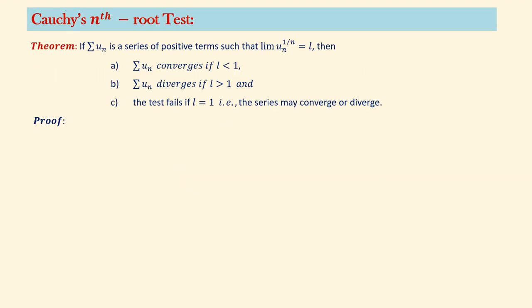So let us start Cauchy's nth root test with the theorem statement. If summation un is a series of positive terms such that limit un power 1 by n is equal to L, then there are three cases. First case, the series converges if L is less than 1, diverges if L is greater than 1 and the test fails if L is equal to 1. Test fails means the series may converge or diverge. So we have to prove these three cases.